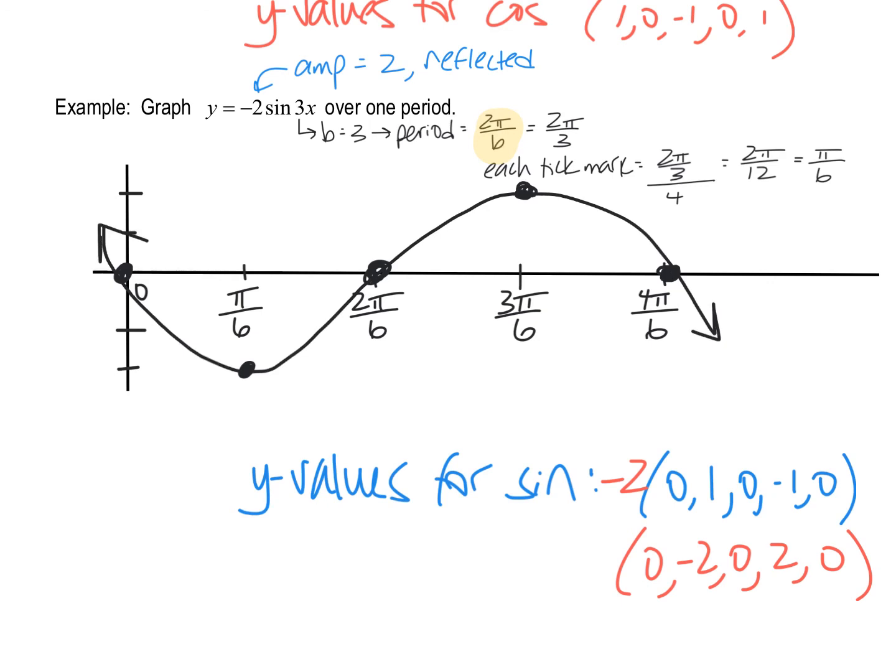Okay, so remember things like amplitude, the distance between the middle and the maximum is 2 units. Same thing here, middle and minimum is 2 units. That's the amplitude. The fact that it's upside down is because of this negative sign here. And the period, 2 pi over 3, that means from here to here, the distance is 2 pi over 3.